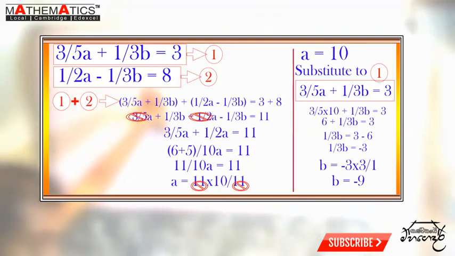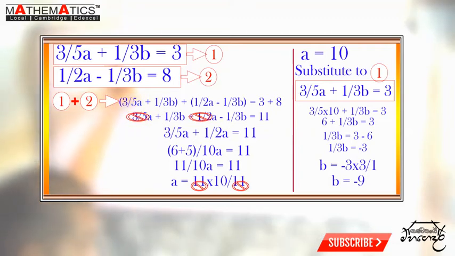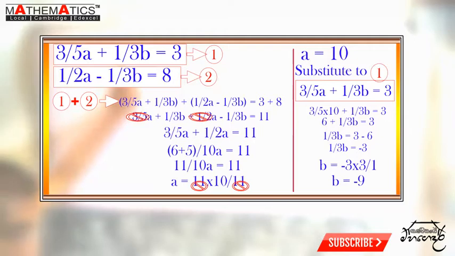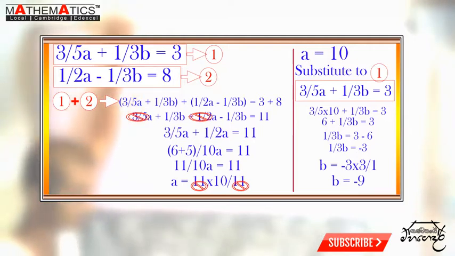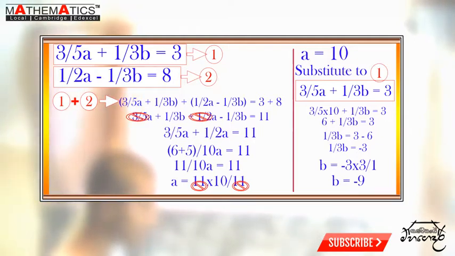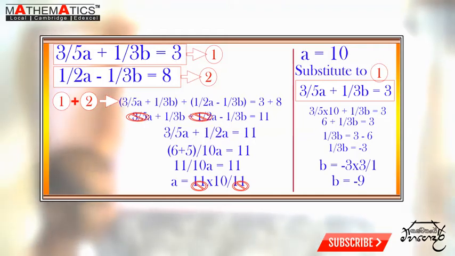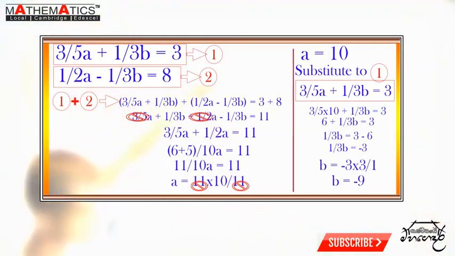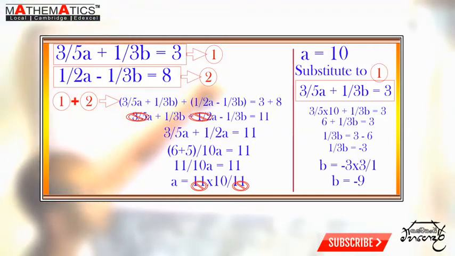After that, you can cancel this 5 and 10 by using 5. How many 5s are included in this 5? 1. How many 5s are included in this 10? 2. And after that, you can multiply this 3 and 2. 3 times 2 is equal to 6. 6 plus 1 over 3b is equal to 3.